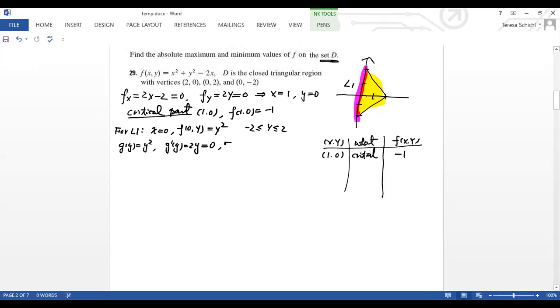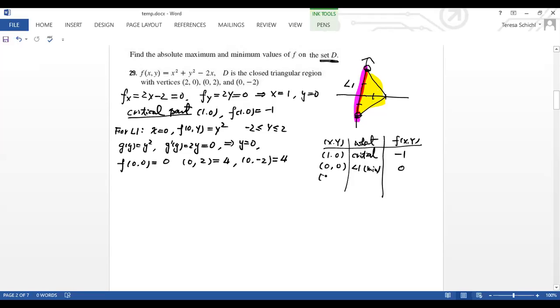Now we have y equal to 0 and x equal to 0, so I have (0, 0), and the value is 0, right? So this will be the one critical point. And now I'm looking for the two endpoints, because I need to cover the whole boundary here. So with y equal to 2, at (0, 2), I have a 4. Also at (0, -2), I also have a 4, right? And at (0, 0), I have a 0. This is because of line 1. Those are the minimum value on line 1.